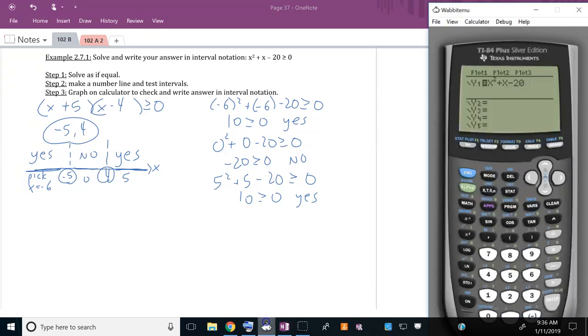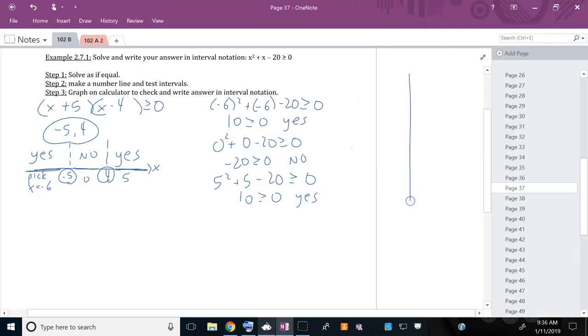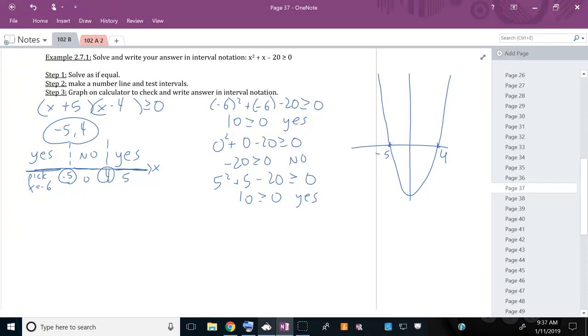Now, I can use my calculator to check. Now, you'll notice I'm graphing only the left-hand side. I'm only graphing the quadratic. I'm not actually graphing the inequality. And let's hit graph to see what it looks like. And I'm going to just repeat this here so I can make notations on it. So we can see, first of all, that we cross at negative 5 and positive 4. So we can use that graph to check our two solutions.